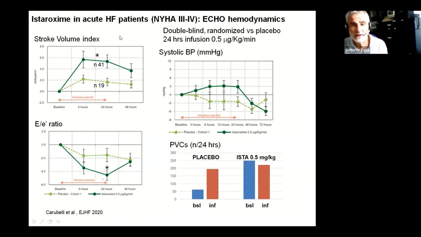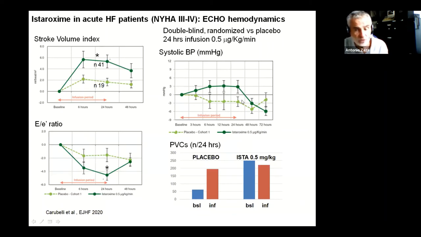This is the most recent one, a double-blind, randomized, placebo-controlled study of 24 hours infusion of istaroxime in heart failure patients, near class 3-4, in which echocardiogram was performed and hemodynamics were assessed by this examination. You see here that istaroxime during the infusion was able to increase stroke volume significantly as compared to placebo, and to decrease the E over E prime ratio, which, when it goes down, is an index of improvement of diastolic function. So istaroxime had both an inotropic and a positive lusitropic effect.